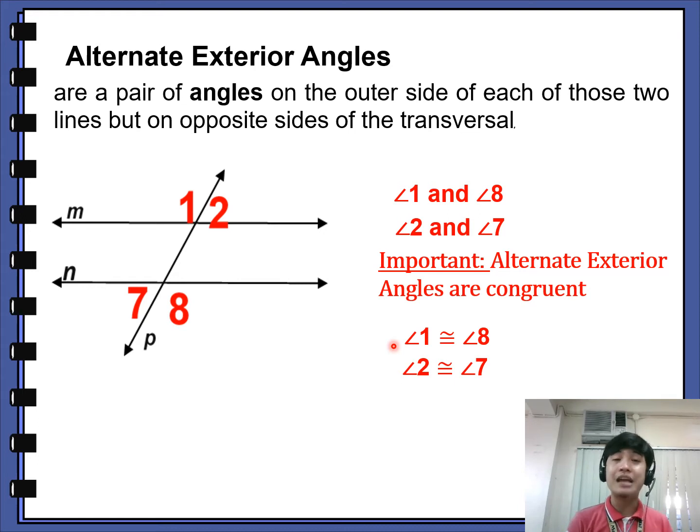So, ulitin natin. Pag sinabi nating alternate exterior angles, these are a pair of exterior angles on the outer side of each of these two lines, but on opposite sides of the transversal. So, pag sinasimple natin yan, una, non-adjacent exterior angles. They don't share a common side. Second, dapat they lie on the opposite side of the transversal. Nasa left yung isa, nasa right side yung isa. So yan po yung concept ng alternate exterior angles. So again, alternate exterior angles are also congruent.